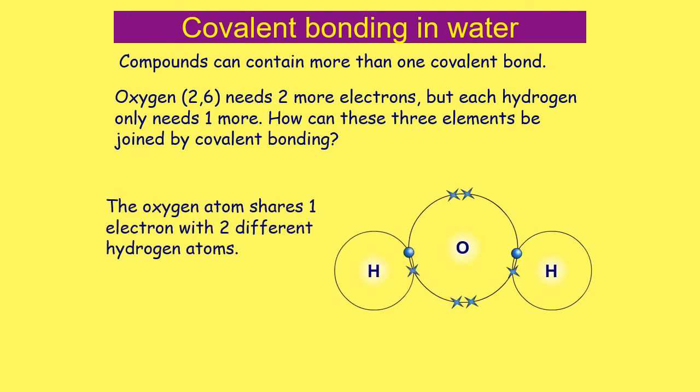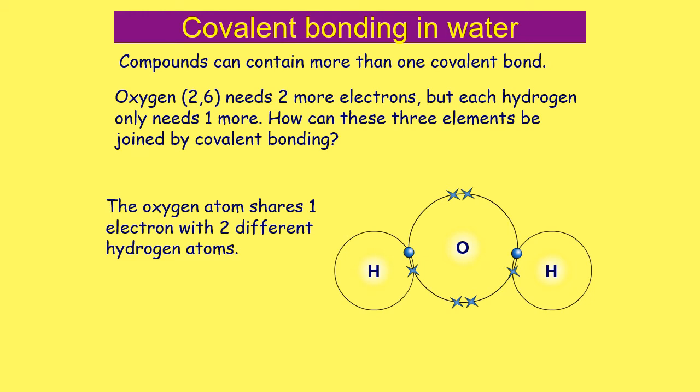Well, what happens is something similar to carbon dioxide, in that we need 2 hydrogens to bond to 1 oxygen. Each hydrogen shares 1 electron with an oxygen, and the oxygen shares 1 electron with each hydrogen. So there is a single covalent bond between hydrogen and oxygen and hydrogen.